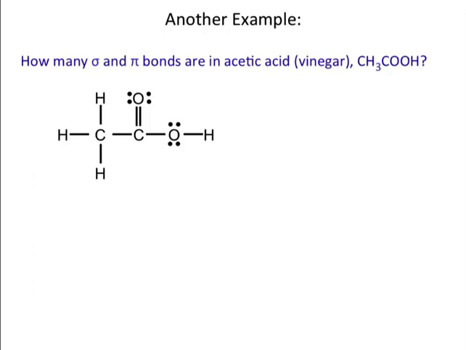So I'll do this one as the pop-up question. How many sigma and pi bonds are in vinegar, which is acetic acid? So here's the Lewis structure of the molecule, and answer the question.